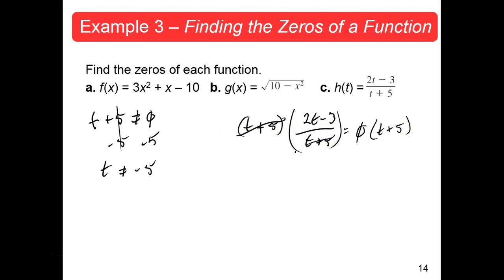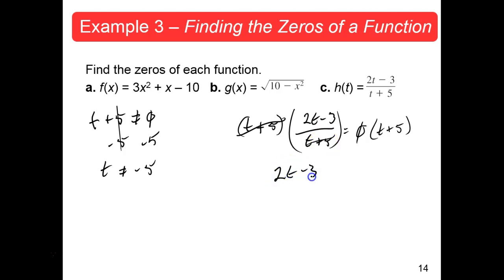Now, why can we do that? One thing you never do when you're trying to solve an equation is multiply both sides by 0, right? That'll wipe out all meaning of your problem and you don't get a reasonable answer. But we've already said t plus 5 cannot equal 0, so we're not doing that. Now, what do we have now?